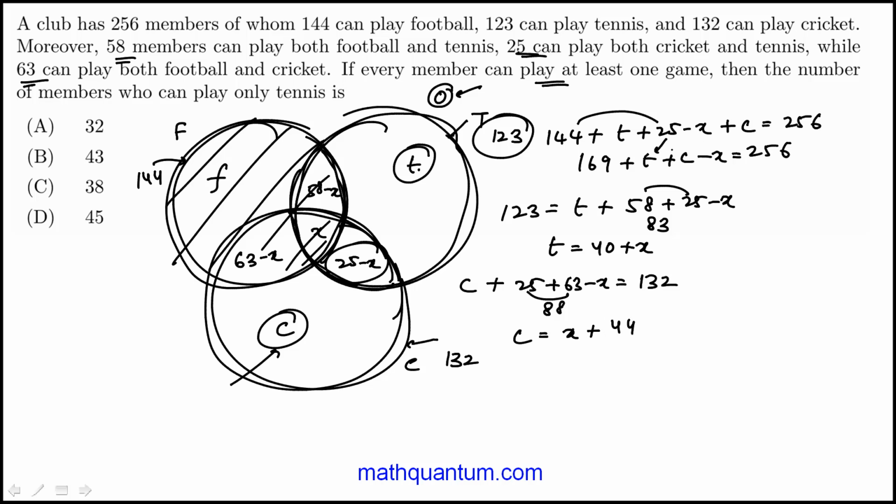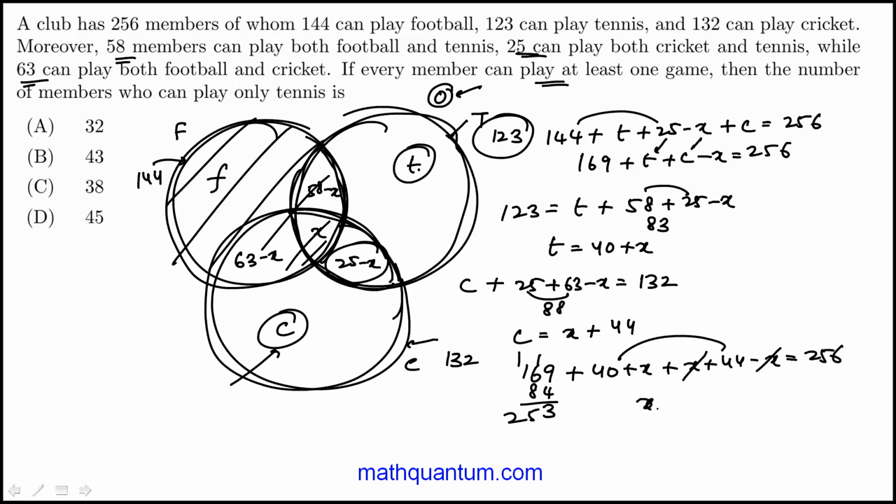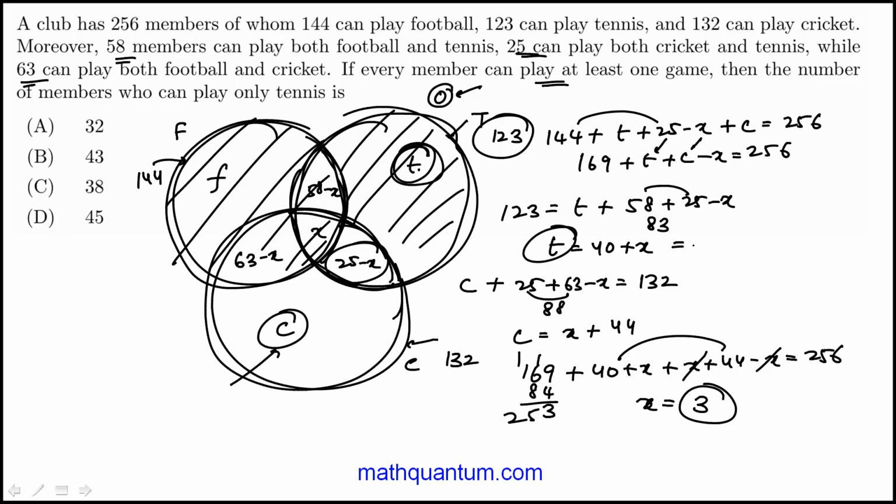So now I have both T and C in terms of X, and I can plug that back in and figure out what X is. And this 1x drops out. That's 84. So I get 253, which means X is 3. And now I can go back and answer how many can play only tennis, which is this region here, which is really just T, which becomes 40 plus 3, or 43, answer choice B.